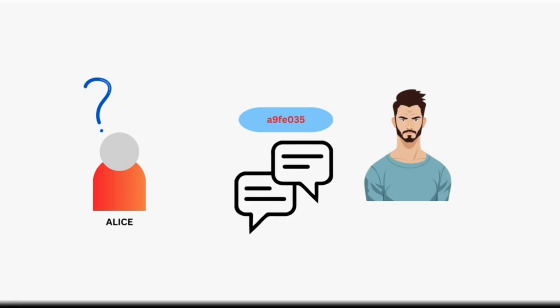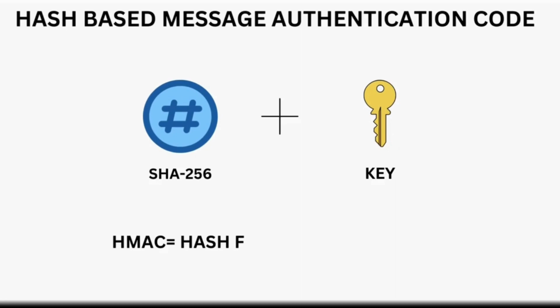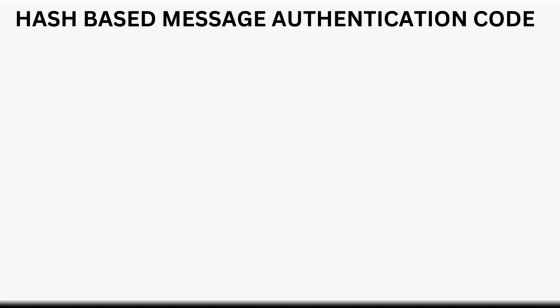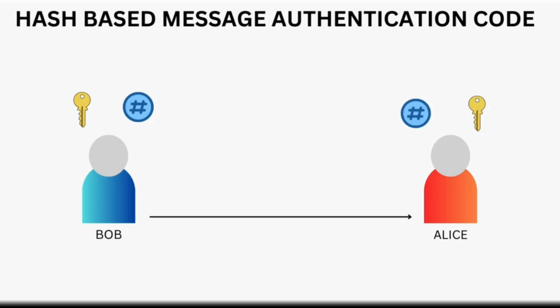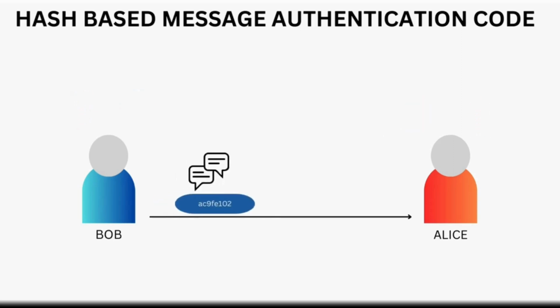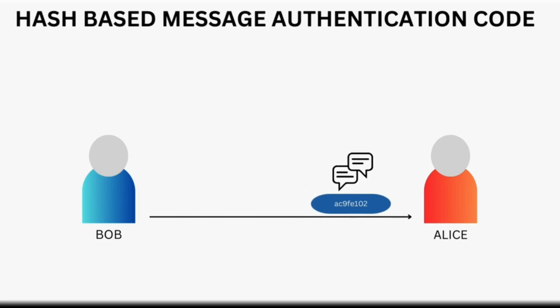Here comes the role of HMAC, or hash-based message authentication code. It is a cryptographic authentication technique that uses a hash function and a secret key. For HMAC to work, both Bob and Alice should agree on a shared secret and a hash function. After that, the generated MAC, or message authentication code, will be sent along with the encrypted text.